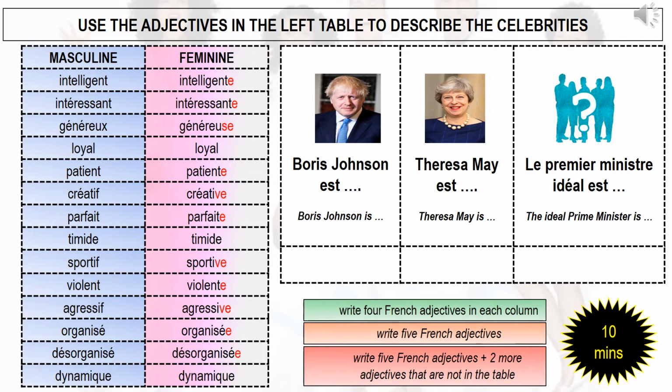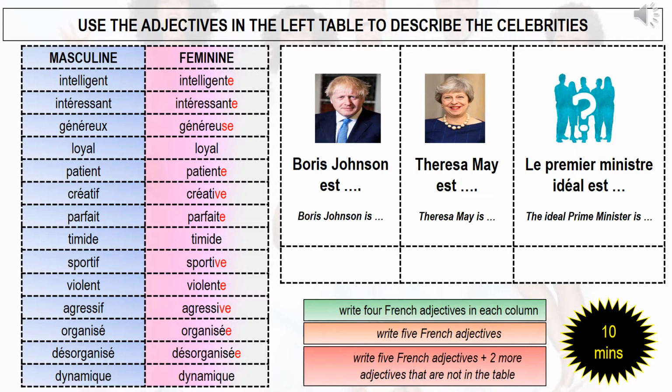So the first column would be Boris Johnson est, which means Boris Johnson is. The second, Theresa May est, which means Theresa May is. And the last one, le Premier ministre idéal est, which means the ideal prime minister is. I would like you to pick adjectives that you think best describe each celebrity that you can see. For the third column, you need to pick which adjectives you think would best describe the ideal prime minister.